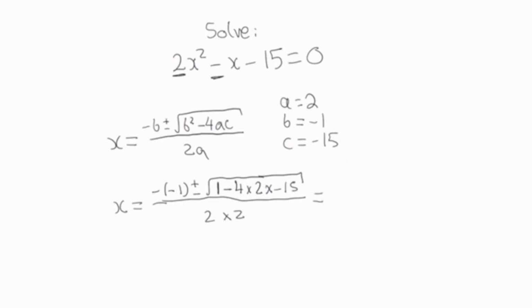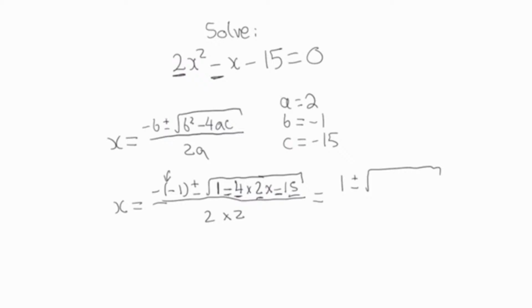So now what we're left with is, if you notice, we have negative times negative, so that's just 1. Then we have 1 plus or minus 4 times 2 times 15, which is equal to, let's just see, that is equal to 120, and there's also two negatives, so that's positive 120. So we have one takeaway 120.